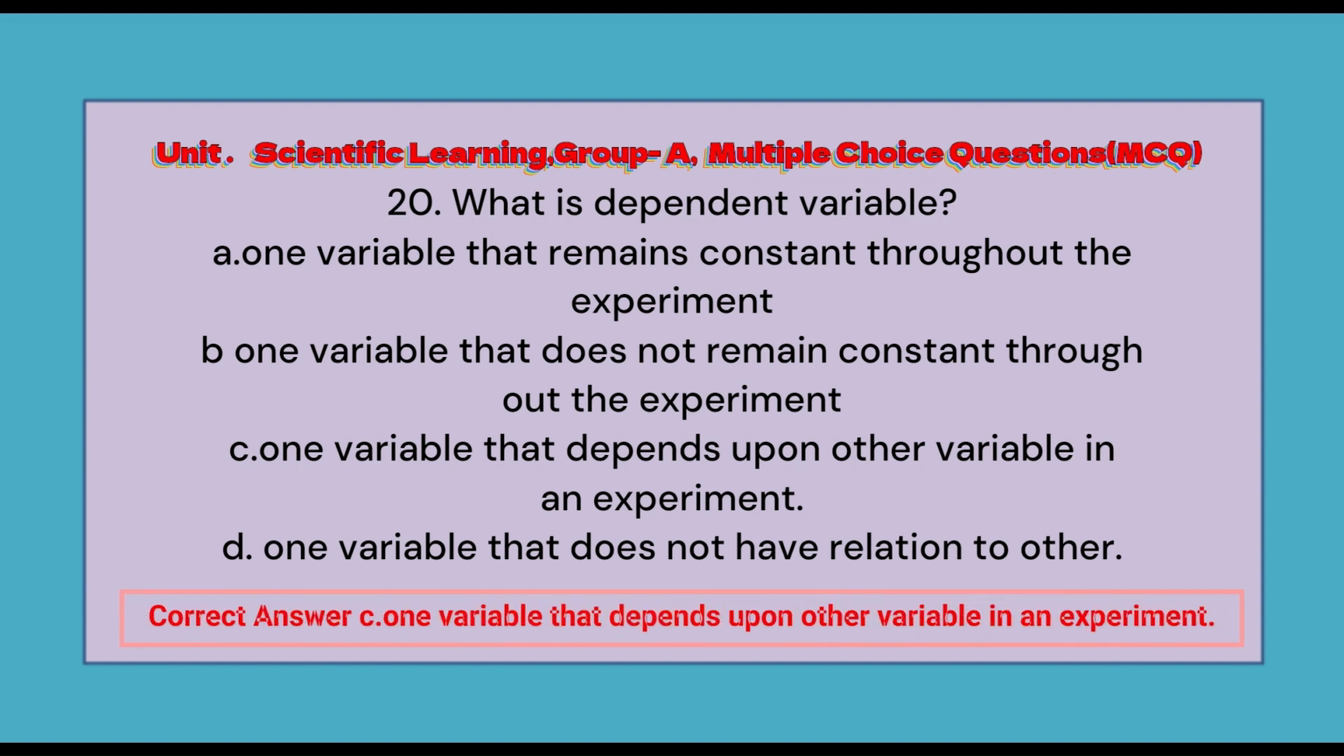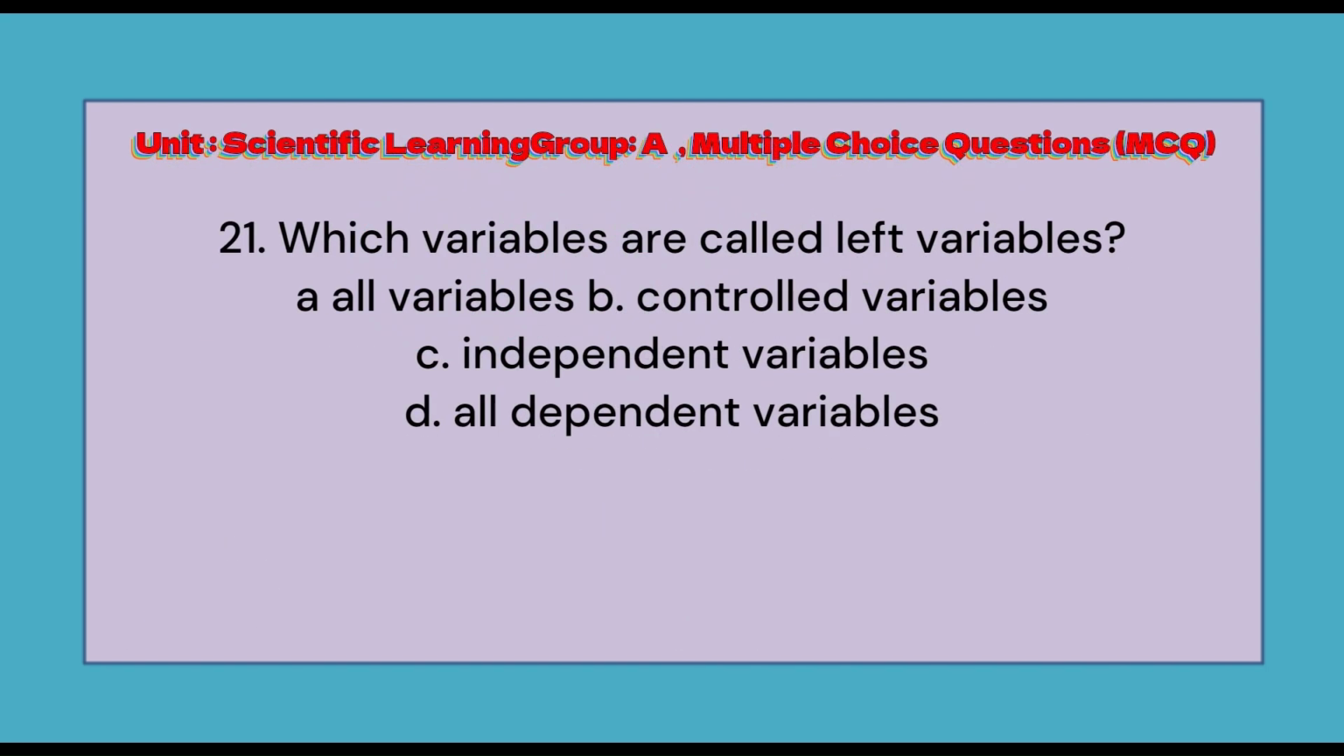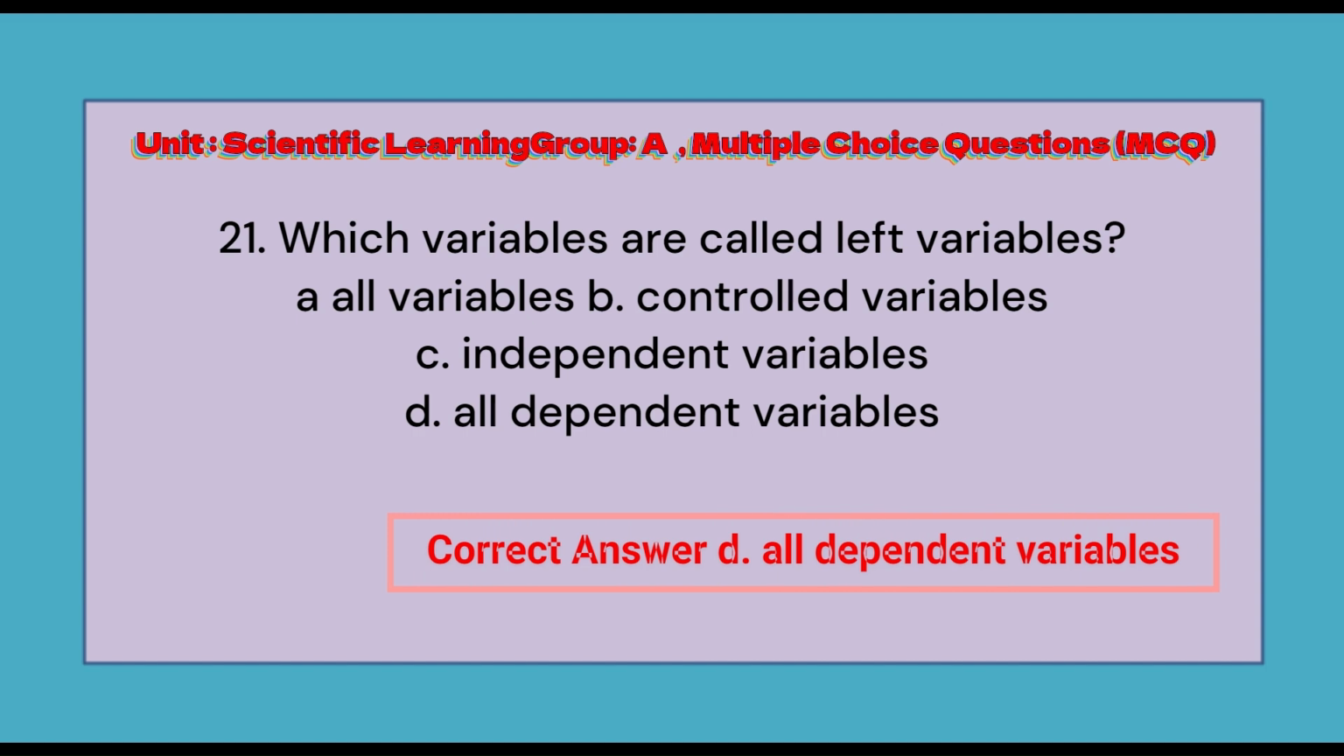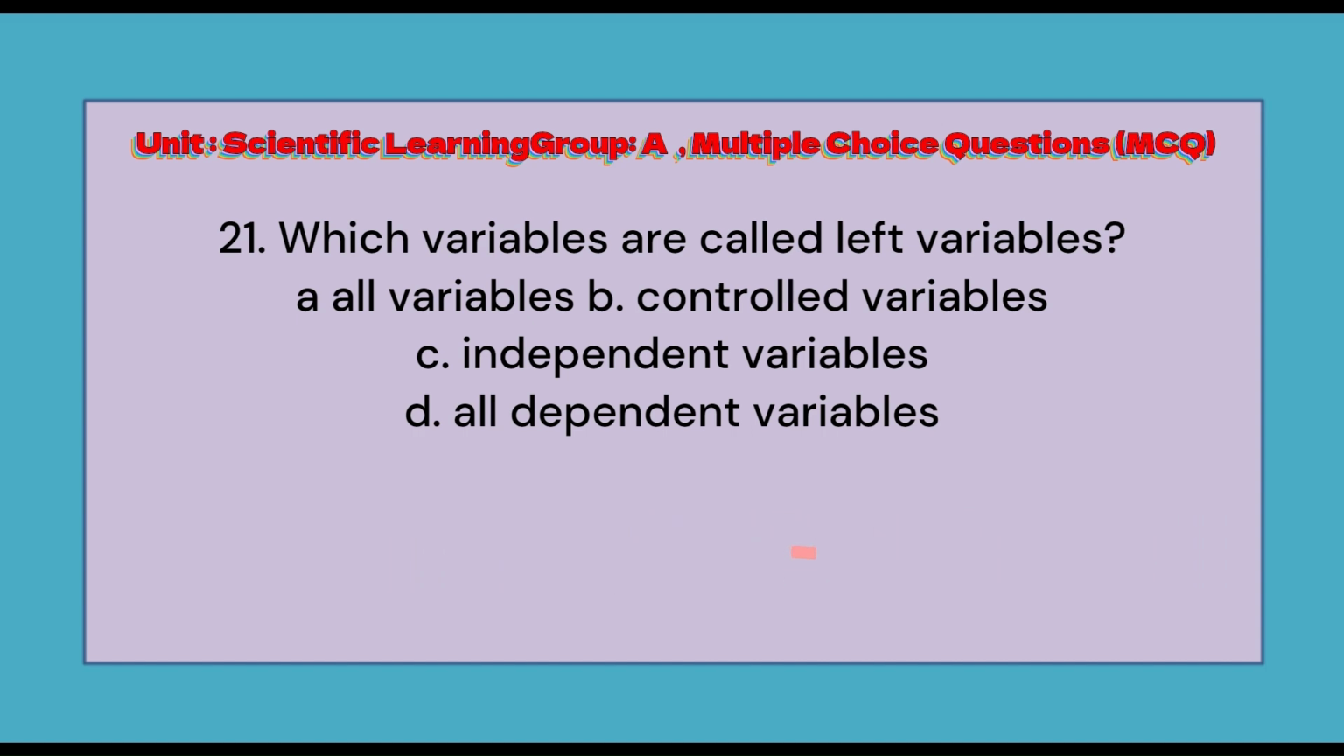One variable that depends upon another variable in an experiment. 21. Which variables are called left variables? A. All variables. B. Controlled variables. C. Independent variables. D. All dependent variables. Correct answer. D. All dependent variables.